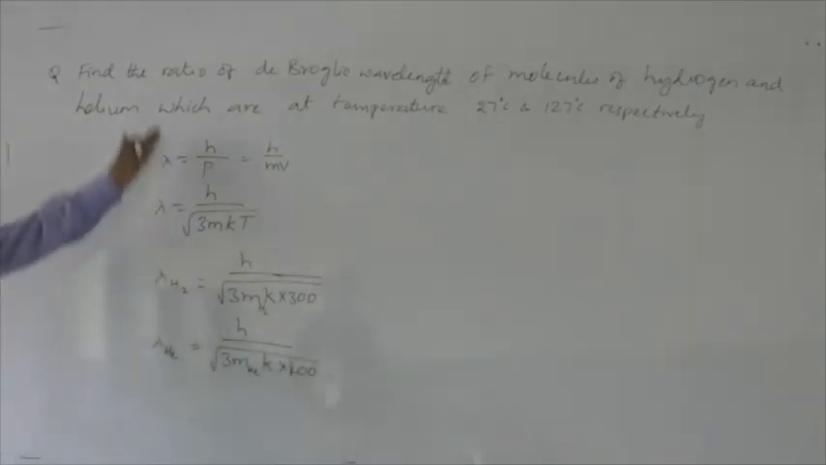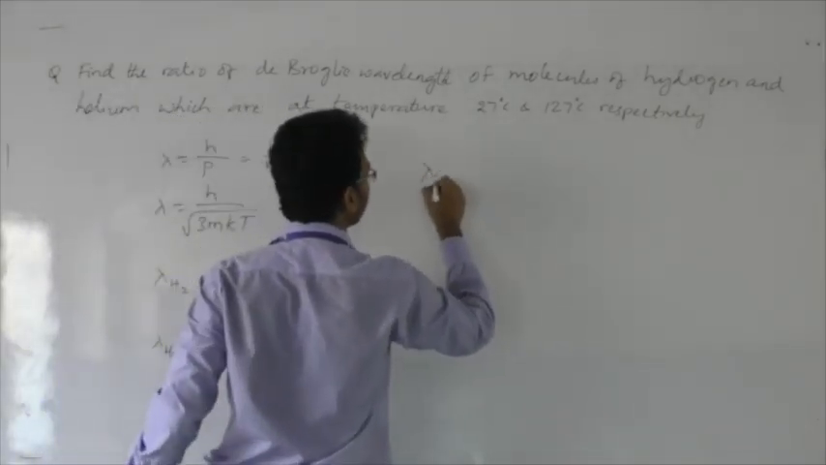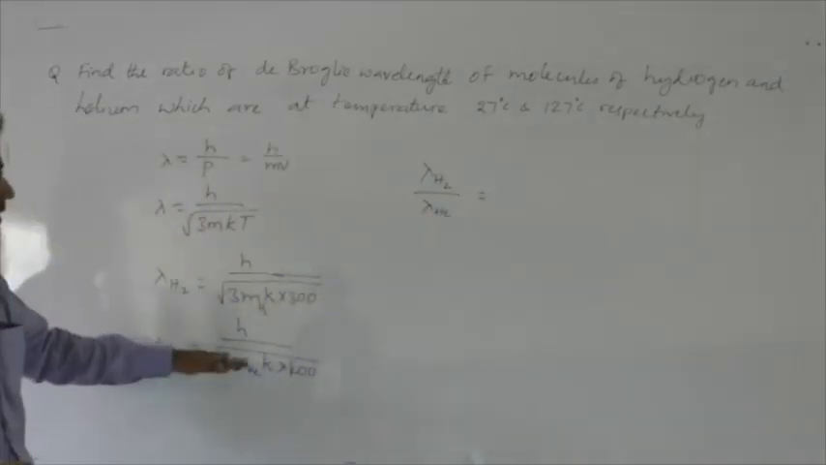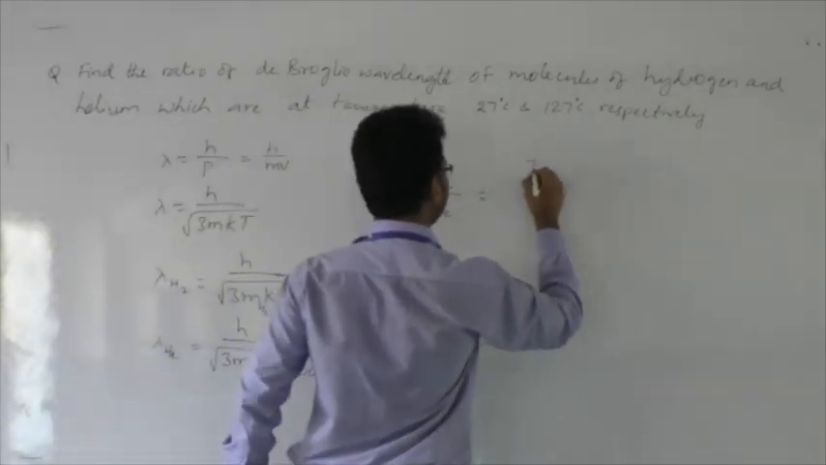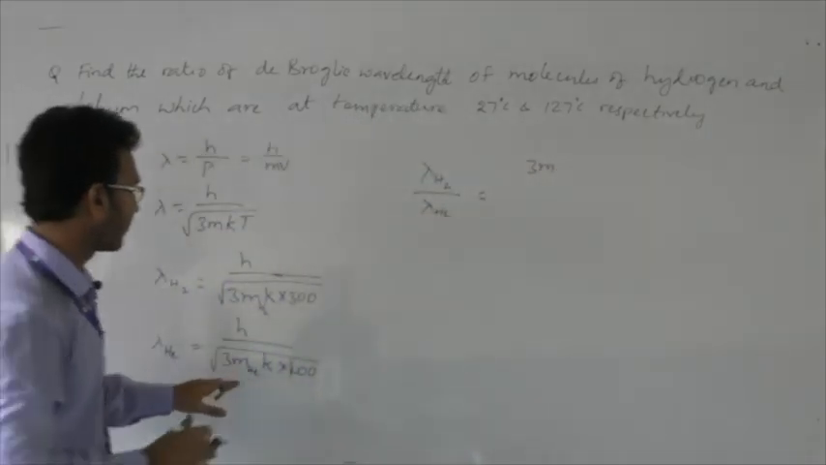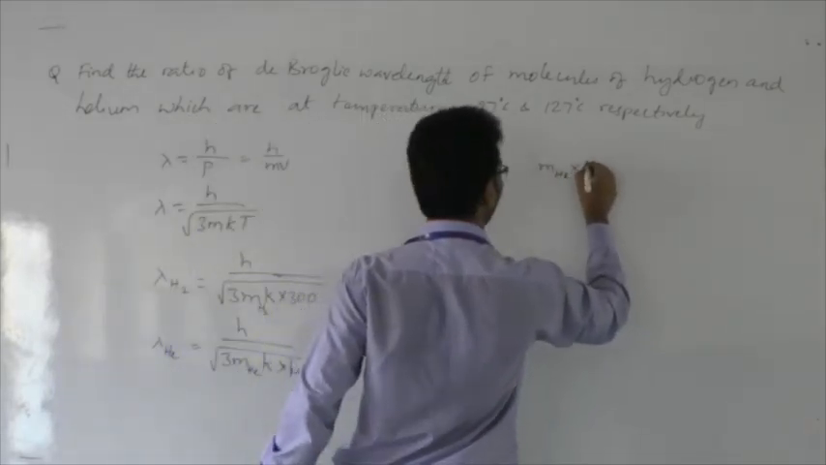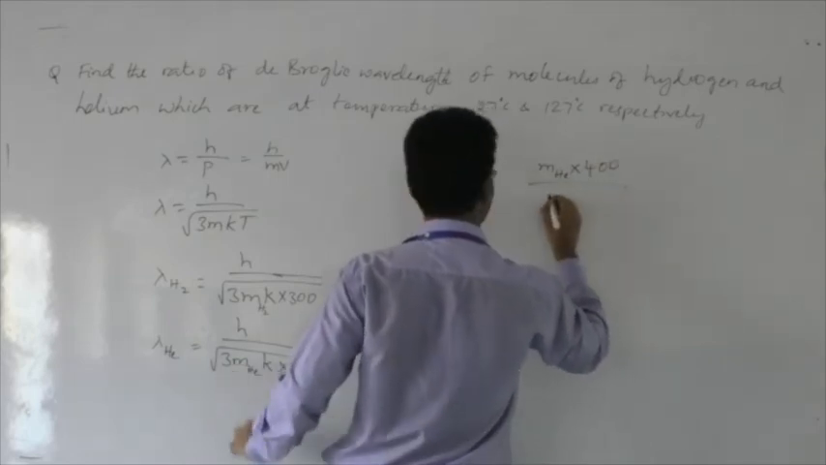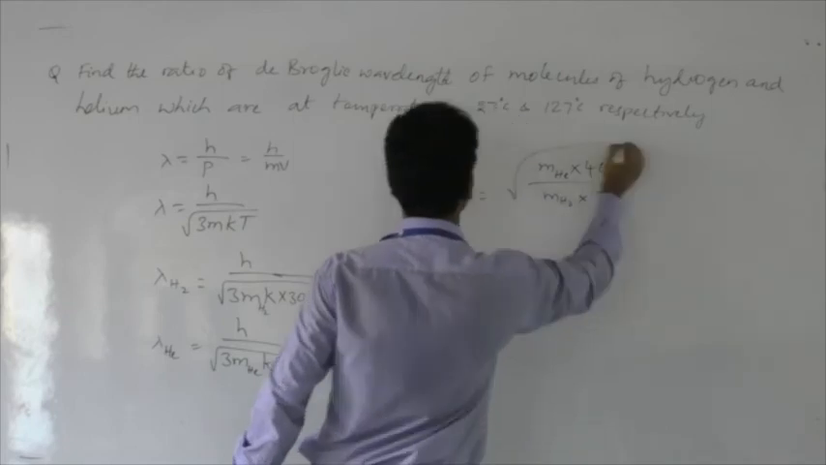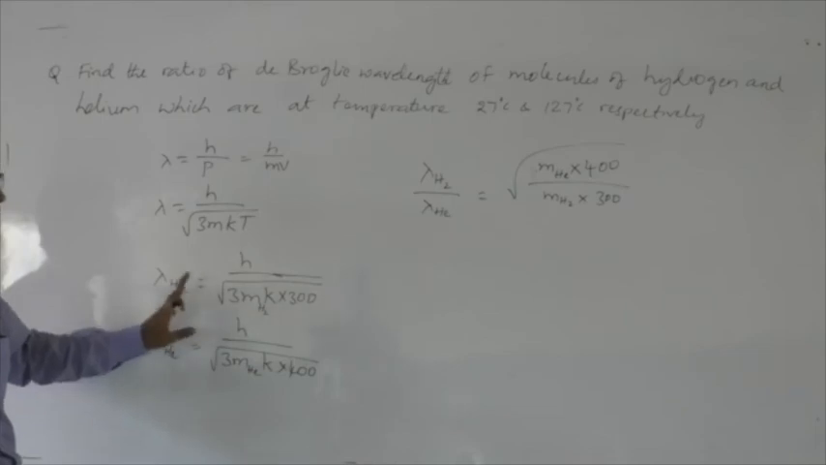Now take the ratio of these two values. The first one is hydrogen, so lambda H2 divided by lambda He. So this divided by this, the common terms get cancelled. You'll be having only the mass of helium into 400 divided by the mass of hydrogen into 300, under root. As we see, the common terms h, k, 3, all these terms cancel.